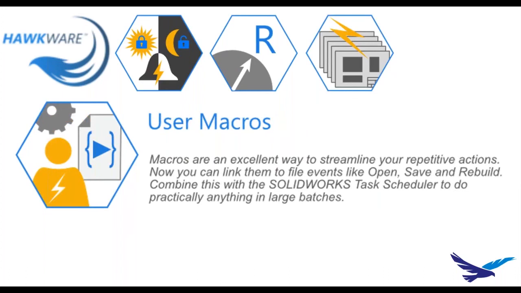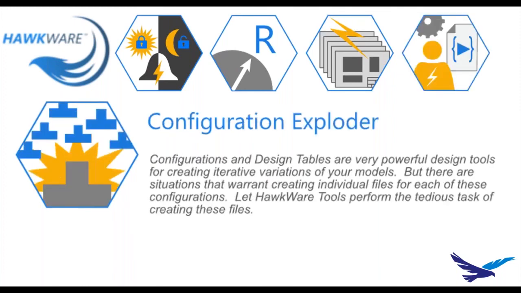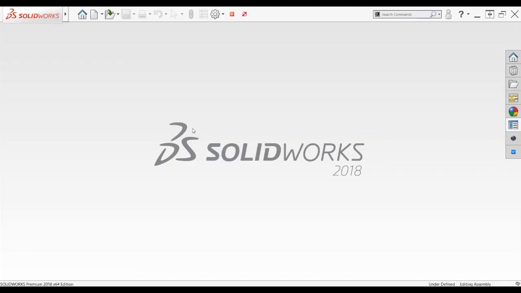Then there's user macros. So they can either write custom macros for you, or if you put the user macro inside of Hawkware, it lets you link them to certain file events like opening, saving, rebuilding, things like that. And then there's a configuration exploder as well. So what this will do is it will take all of the configurations within a part and then save each one of those configurations as its own part. So if you've ever tried to do that manually, that is a fairly tedious task.